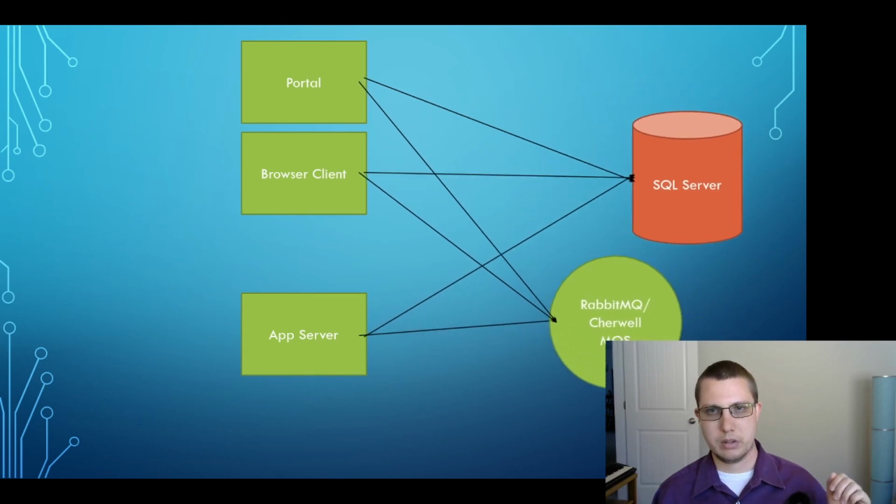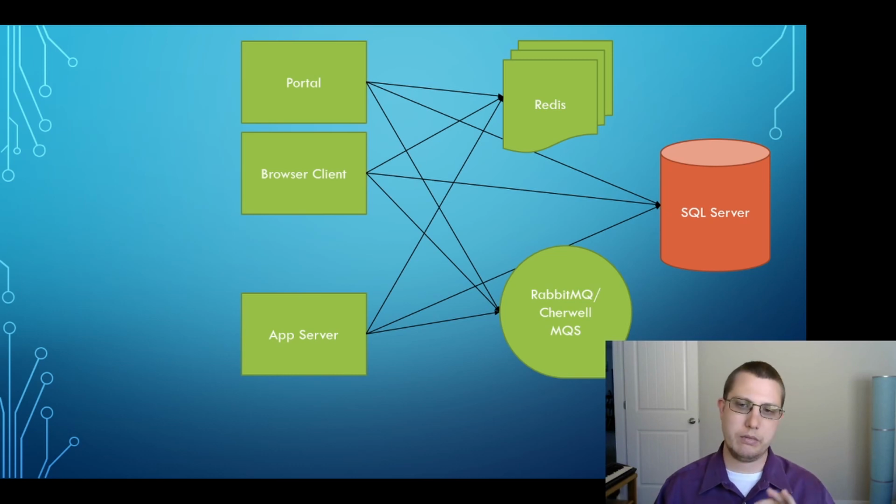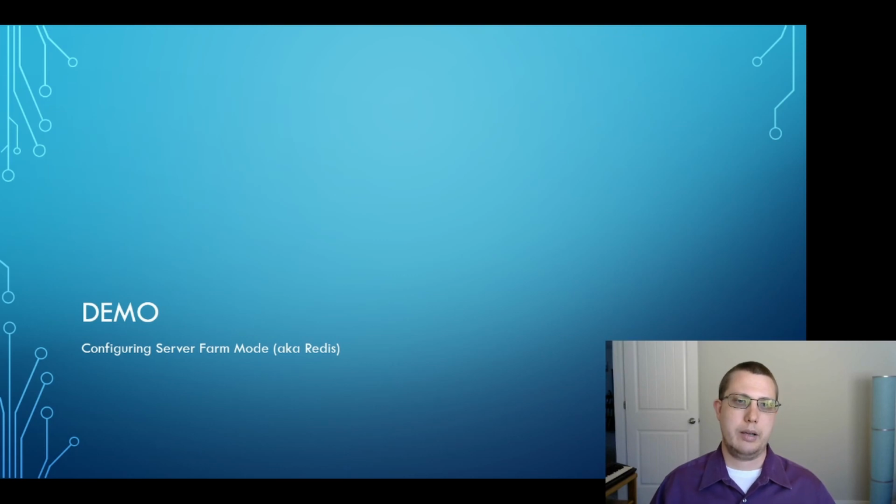So we'll also have to consider Redis because we're talking about scaling out. So in the previous videos, we haven't had to talk about Redis because you can run CSM by itself perfectly, fully functionally without Redis. However, Redis is critical to having a successful load balanced environment or scaled out front end environment. So before we go any further, I'm going to do a quick demo on how to configure server farm. That is Redis, but in Cherwell it's called server farm mode.